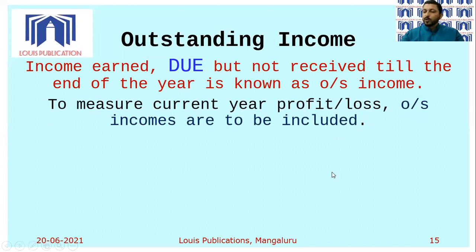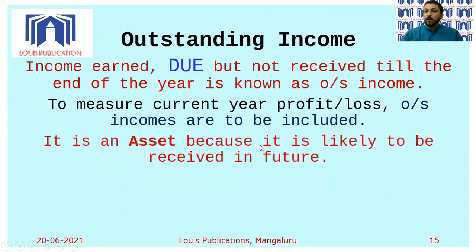So once again, to find out the current year profit or loss, such outstanding incomes must be included because that is income of the current year. But the only thing is we have not received it. If we had received it, we would have shown it in the regular income. Since it is not received, it is treated as outstanding income. Now, it is receivable. Business has to receive. And since the business has to receive, outstanding income is an asset because business is likely to receive this in future from whoever is supposed to pay.